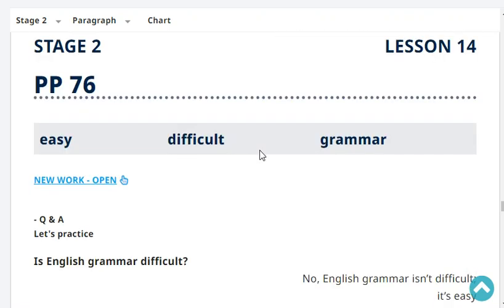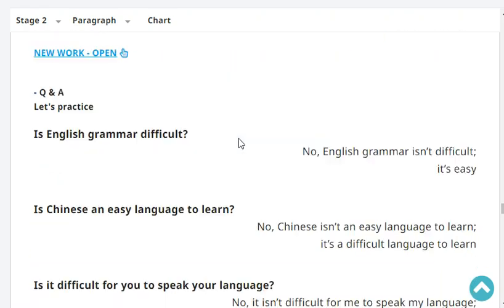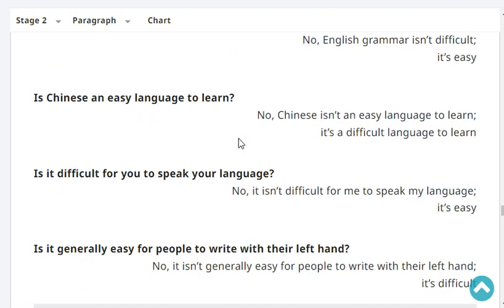Is English grammar difficult? No, English grammar isn't difficult. It's easy. Is Chinese an easy language to learn? No, Chinese isn't an easy language to learn. It's a difficult language to learn. Very good.